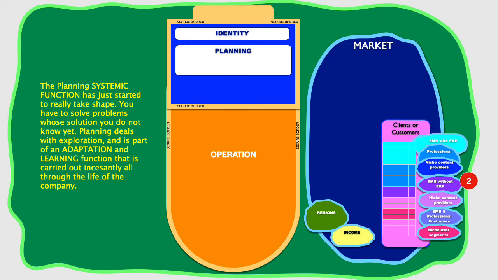You have to solve problems whose solution you do not know yet. Planning deals with exploration and is part of an adaptation and learning function that is carried out incessantly, all through the life of the company.